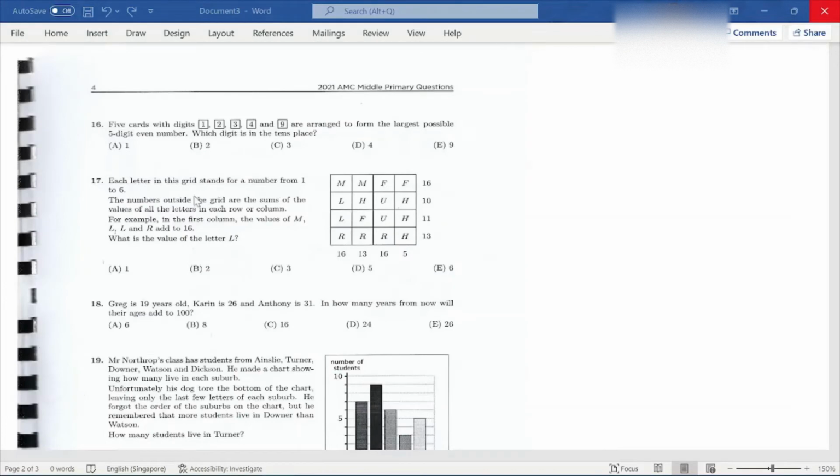So question number 16 here. Five cards with digits 1, 2, 3, 4 and 9 are arranged to form the largest possible 5-digit even number. Which digit is in the tens place?